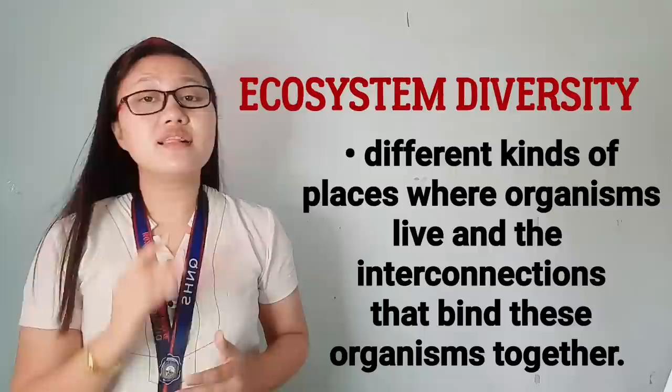Of course, when we say species diversity, it refers to the different kinds of organisms. While genetic diversity is the genetic information that organisms contain. And ecosystem diversity refers to the different kinds of places where organisms live and the interconnections that bind these organisms together. If there are so many organisms you can count in the world, will you be able to know about all of them?